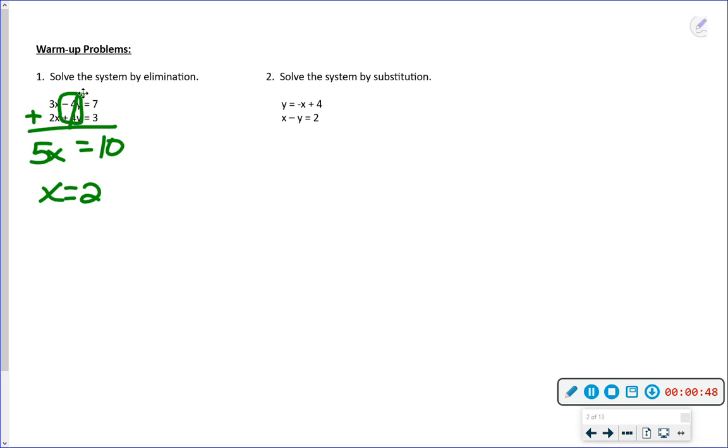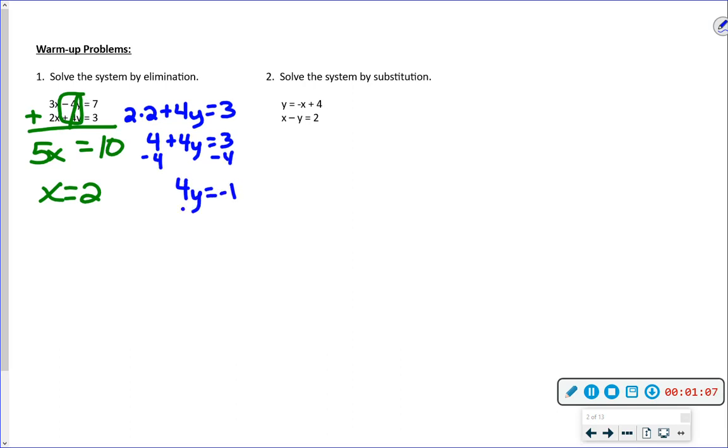Then we are going to do what we call back substitute. We're going to go back to the problem, pick either equation, the top or bottom. I'm going to do the bottom one, and I'm going to substitute or replace x with a 2. And we're just going to solve this equation. 2 times 2, of course, 4. I'm going to subtract the 4 off, so I'm at negative 1 on the right. And then I'm just dividing by 4.